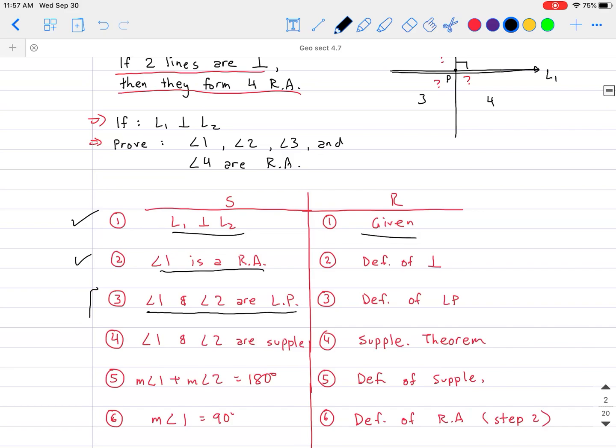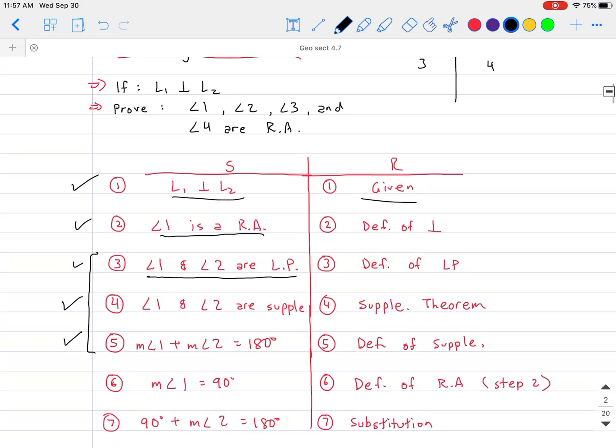Now, if you notice, we're just going through the same procedure as last time. To say that they are a linear pair allows me to say that they are supplementary because of the supplement theorem. And from the supplement, we can say that they are equal to 180 degrees because of the definition of supplementary. Now you can take those two pieces of information, because steps 1 and 2 are kind of as far as you can go.